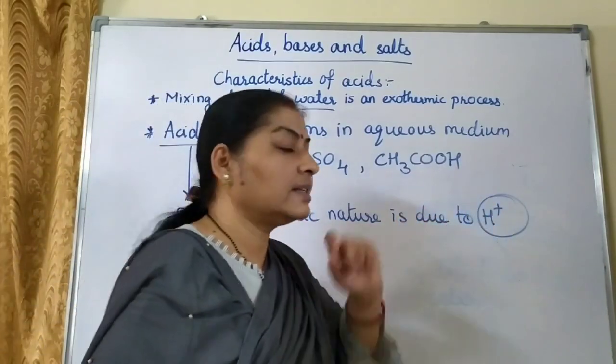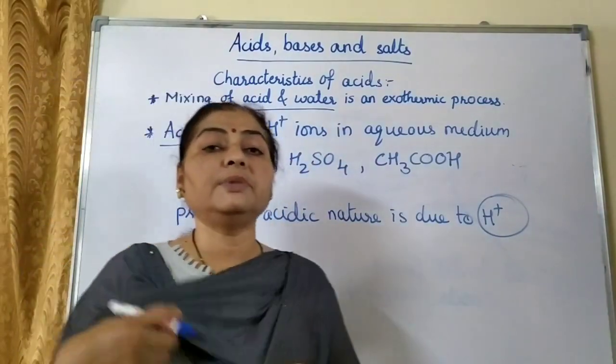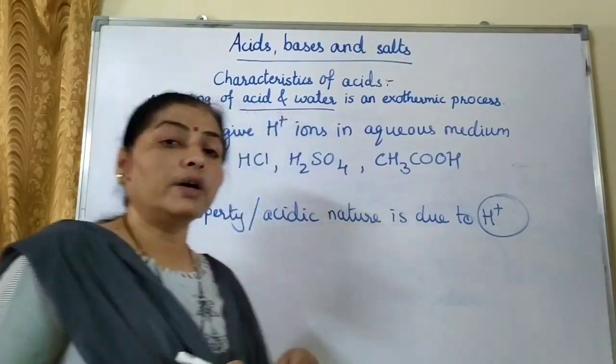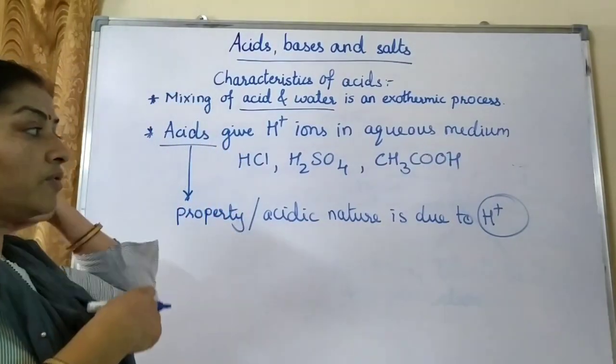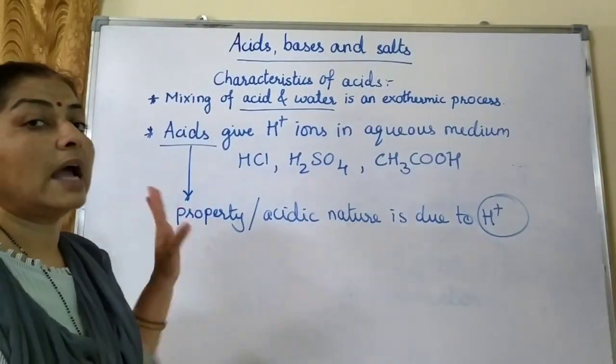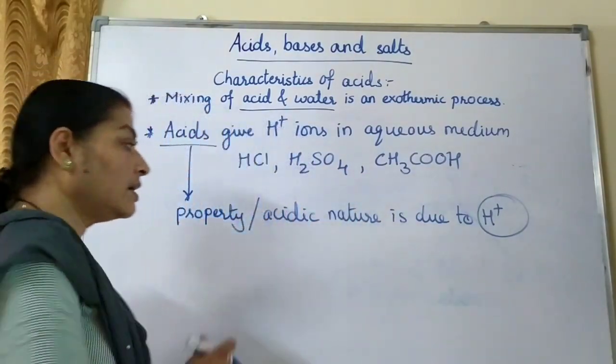And when is this H plus formed? This H plus is formed only in an aqueous medium, that is in the presence of water. In the absence of water, no H plus ions can form. So if water is absent, then acid cannot show its acidic nature. Let us take an example of HCl.